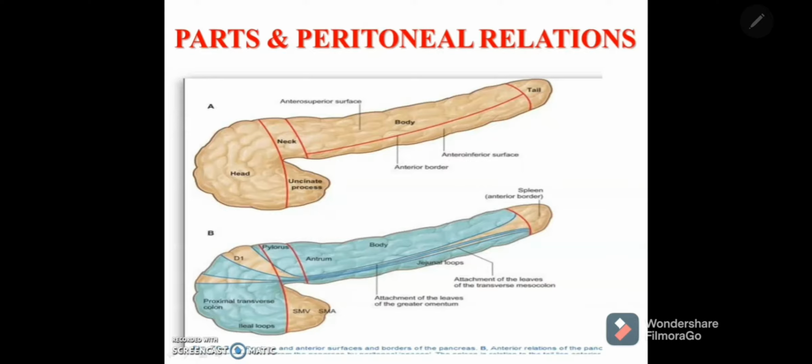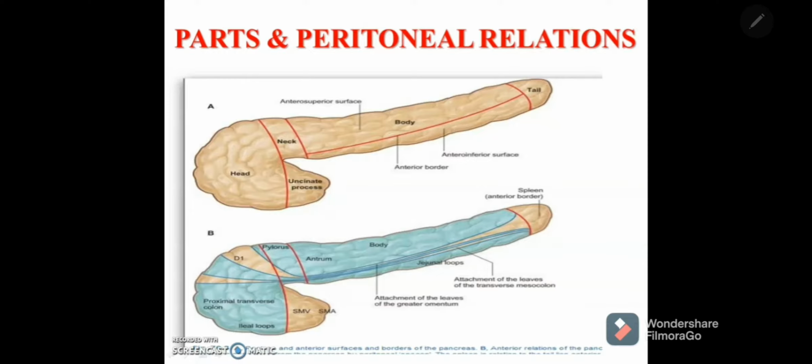And you can see the body there. The upper part of the body is related to the peritoneum of the lesser sac, whereas the lower surface or anterior-inferior surface is related to the peritoneum of the greater sac. And here the entire anterior border of the body is attached to the root of the transverse mesocolon, and the tail lies in the lienorenal ligament related to the hilum of the spleen, and it is the only part of the pancreas which is not retroperitoneal.